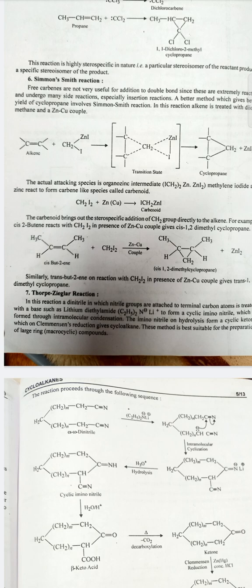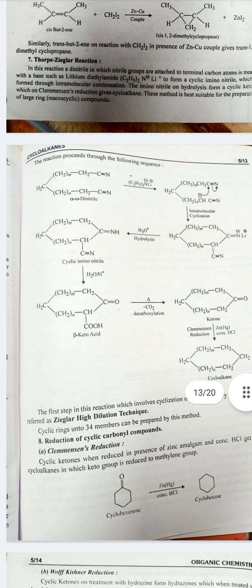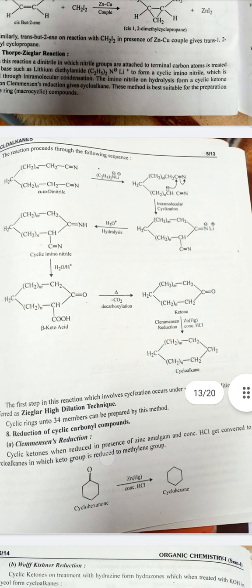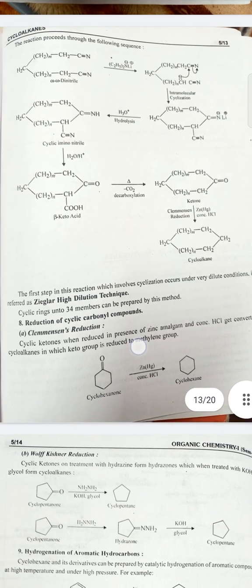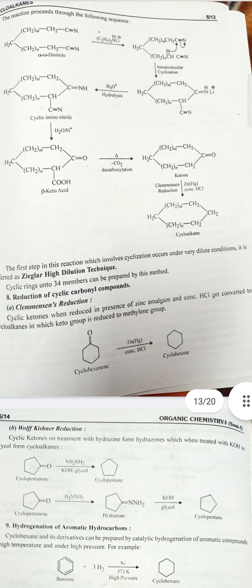This method is best suited for the preparation of large ring macrocyclic compounds. The reaction proceeds through the following sequences. The first step in this reaction involves cyclization, which occurs under very dilute conditions. It is referred to as the Ziegler high dilution technique. Cyclic rings up to 34 members can be prepared by this reaction.